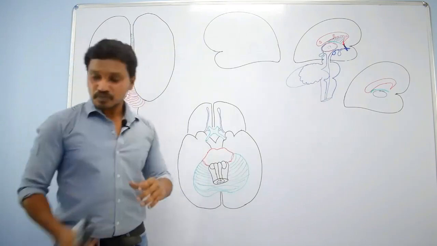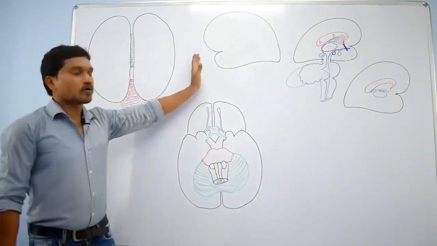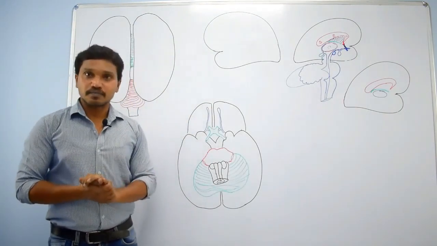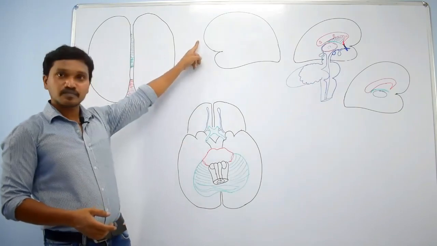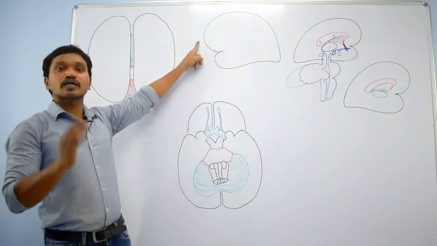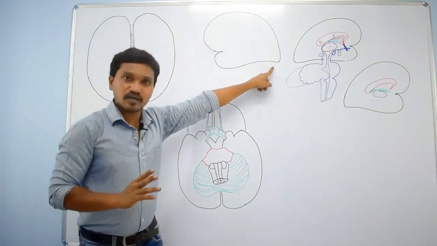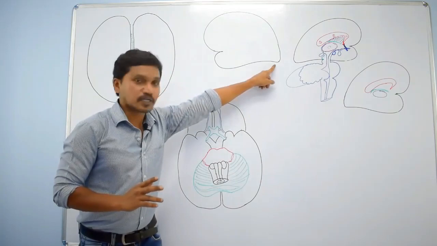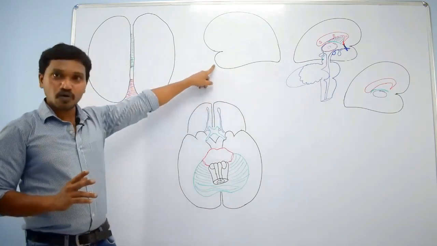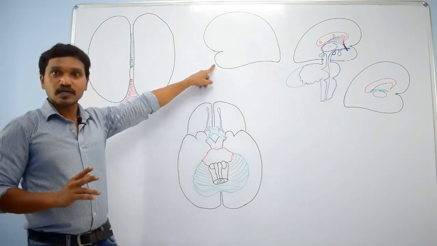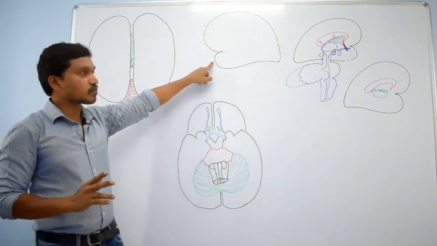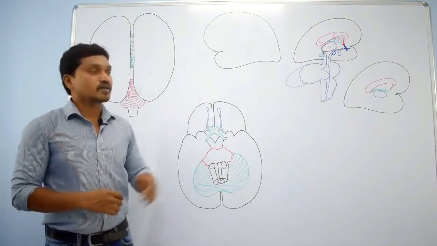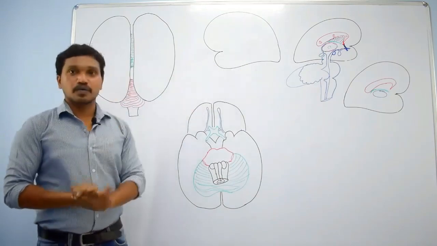Now we should know what the different poles present in the cerebrum are. See here in the front, what is this? Frontal pole. At the back, in relation with the occipital bone, is the occipital pole. This is the pole in relation with the temporal bone, so temporal pole. So how many poles are there? Three poles: frontal pole, occipital pole and temporal pole.